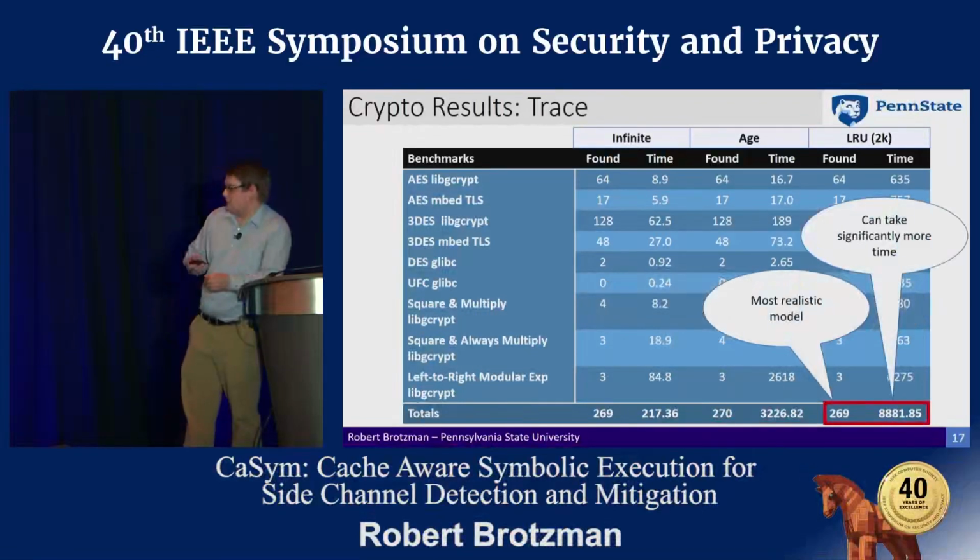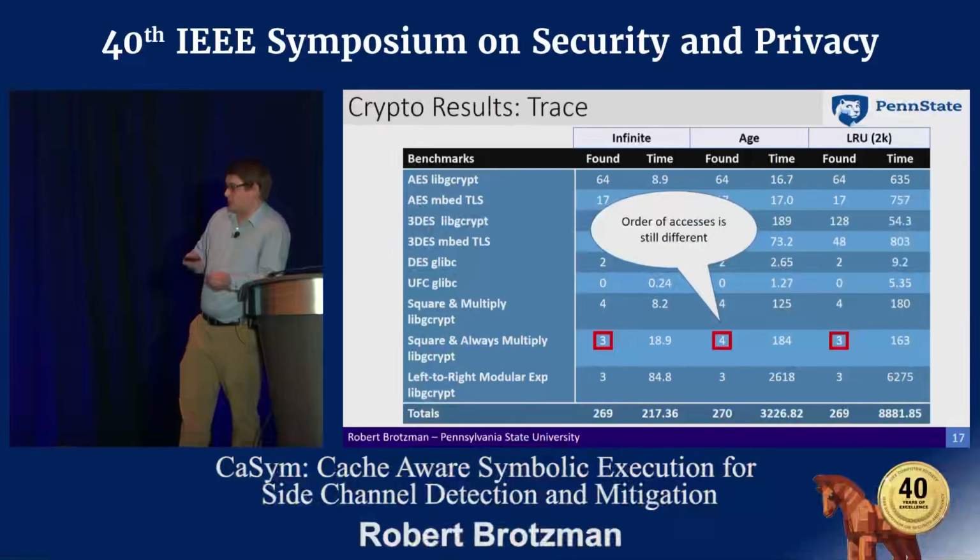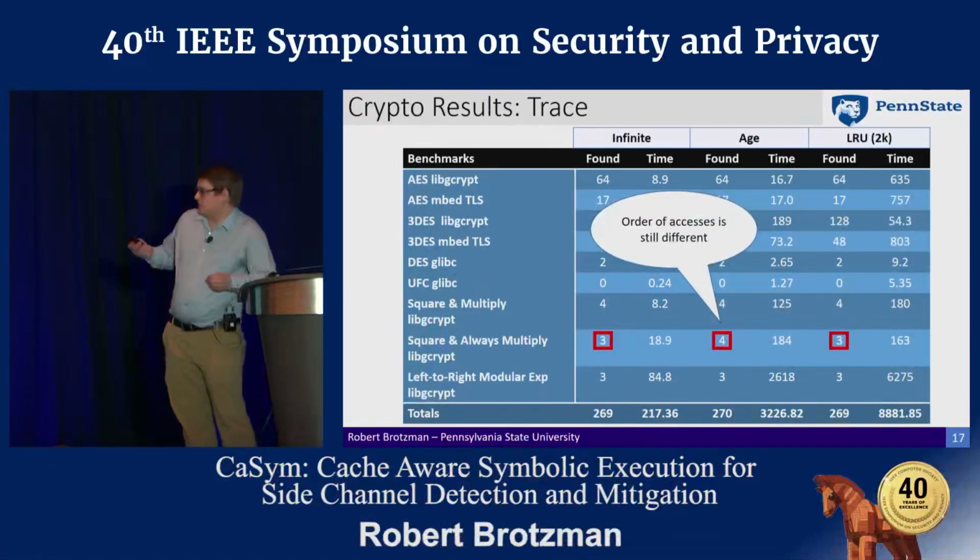And then our most realistic model actually more closely corresponds to our infinite model, which highlights how effective our simpler model is at finding these vulnerabilities, but it'll still take a significant amount more time. So the one benchmark where we see a difference here is going to be in the square and always multiply routine. And the only reason the age model still reports a difference is that the order of the accesses is still different. And the LRU model doesn't report anything because the difference is actually very close together.